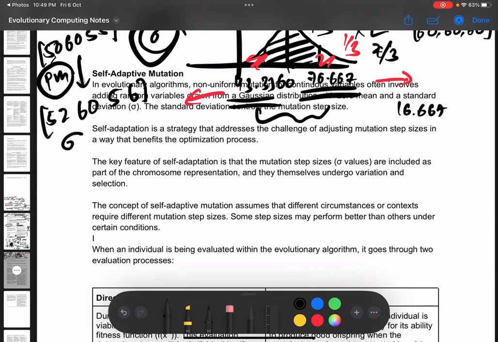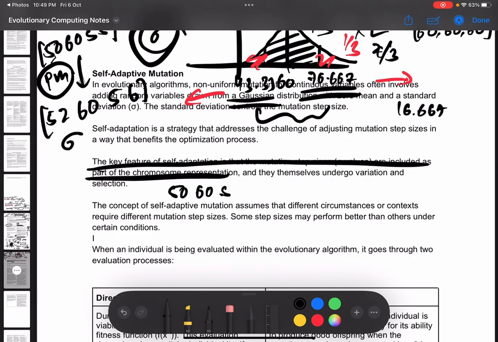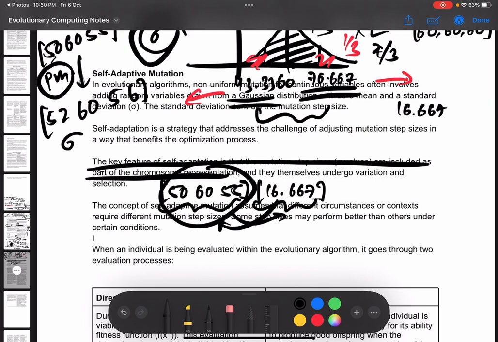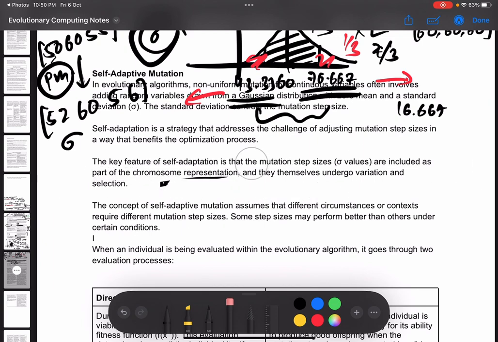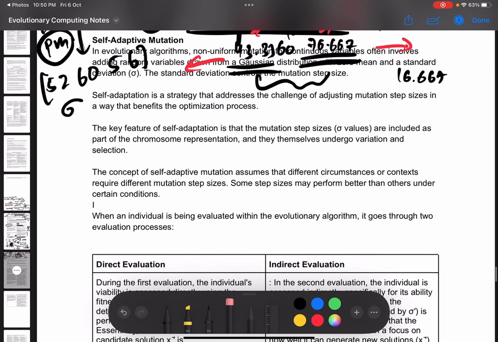Now, like I said, this becomes part of the chromosome representation. 50, 60, 55 and 16.667 on this is the gene, and this is part of the gene as an extra dimension added to it. This is going to keep mutating and this will also mutate dependent on this. As these values change, the standard deviation of the values will also change. I hope this is understandable. When you read the notes, I think most of it will become clear as you go.